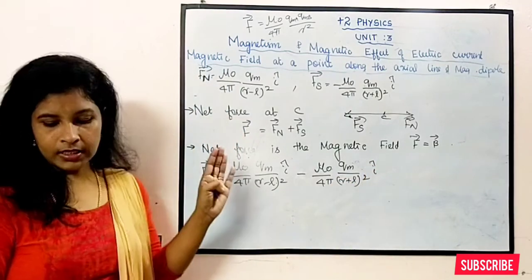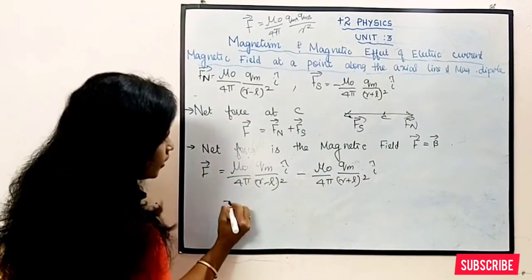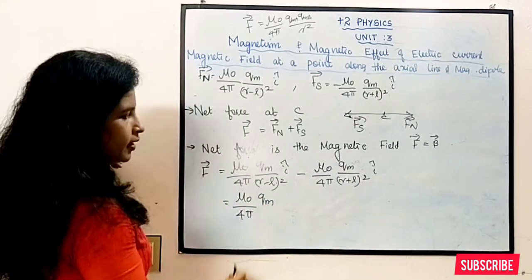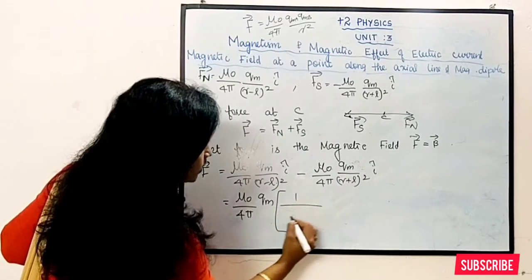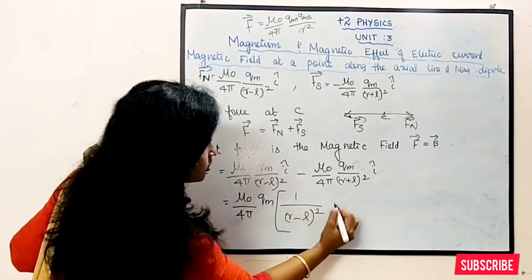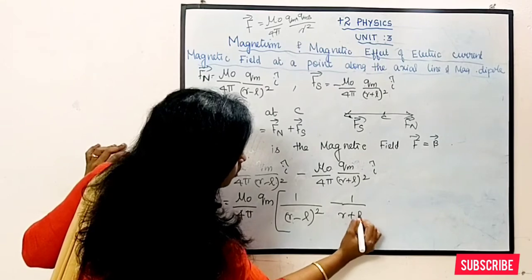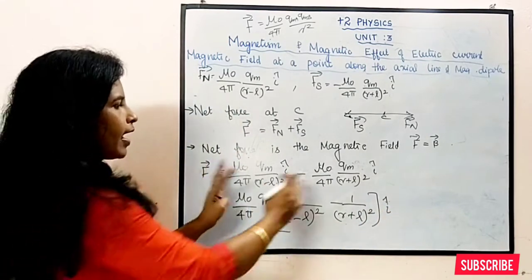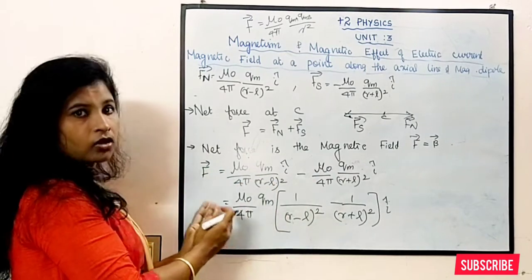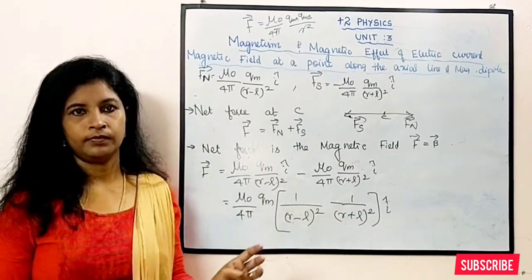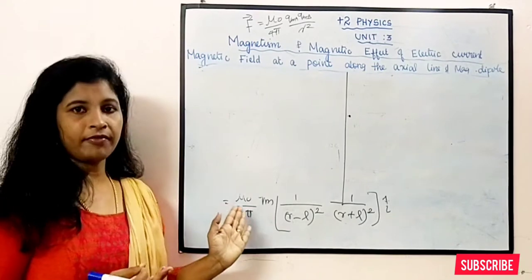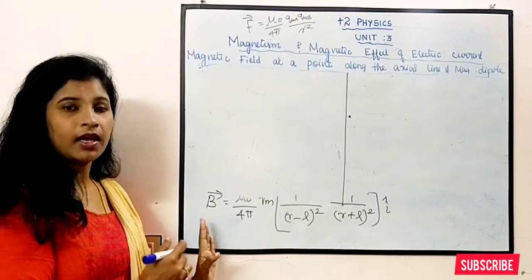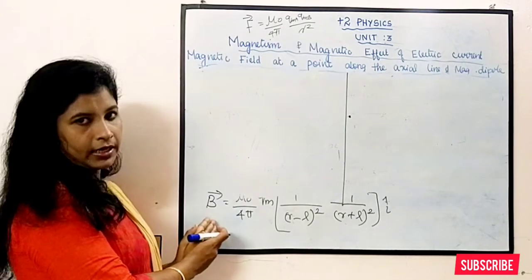Okay, so which term is common in both these cases? Yes, mu naught by 4 pi into Qm is common, right? So I can take it as 1 by R minus L the whole square minus 1 by R plus L the whole square into I cap. Clear? I have added both these values and I have taken the common terms outside. Okay, so I told you that the total force is the magnetic field at that point. So I can write it as magnetic field, that is the representation is B. Okay.